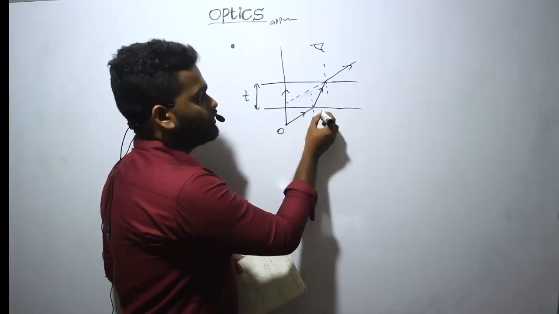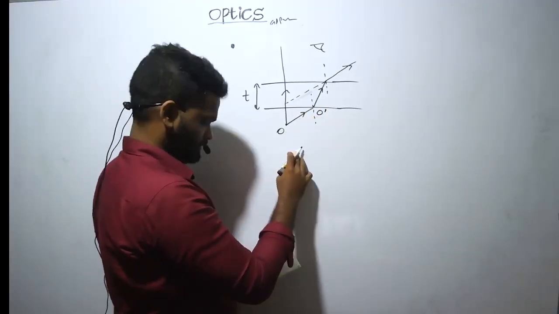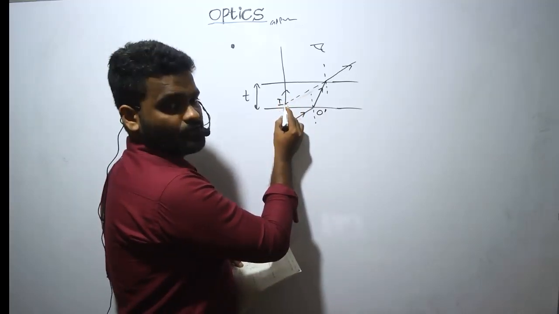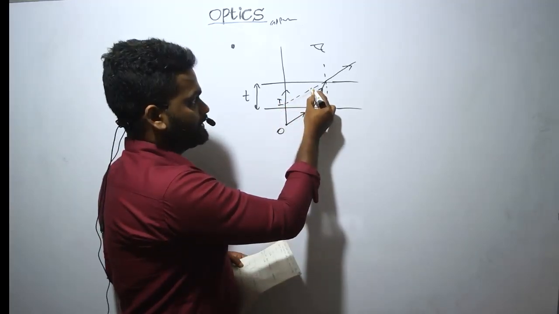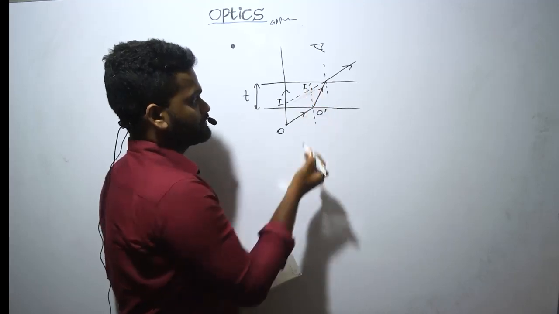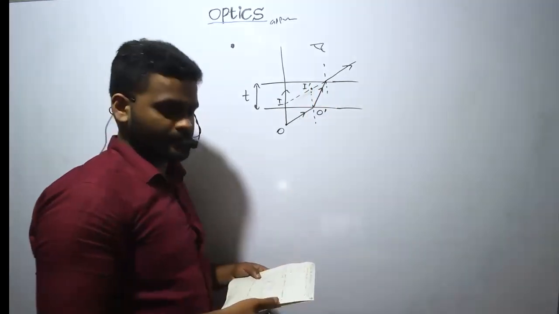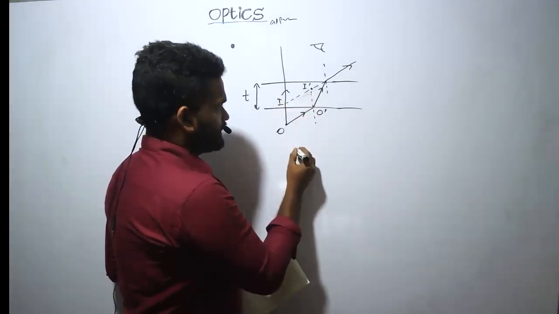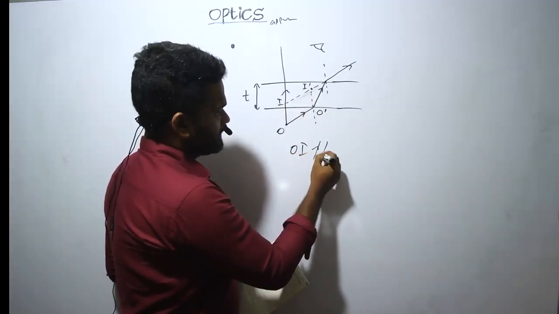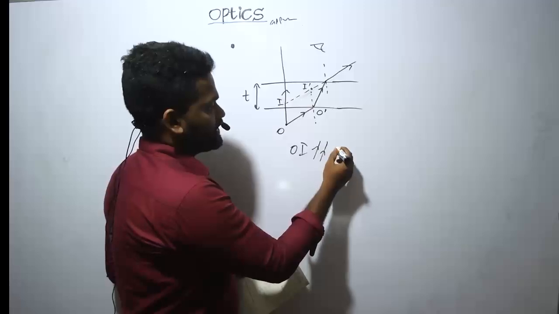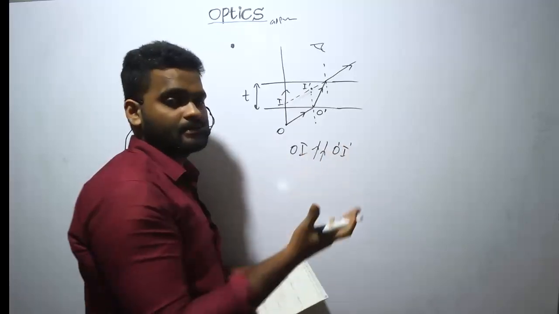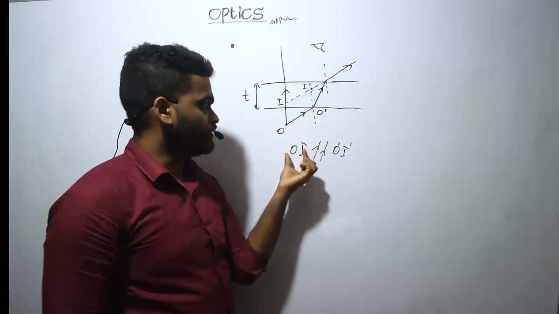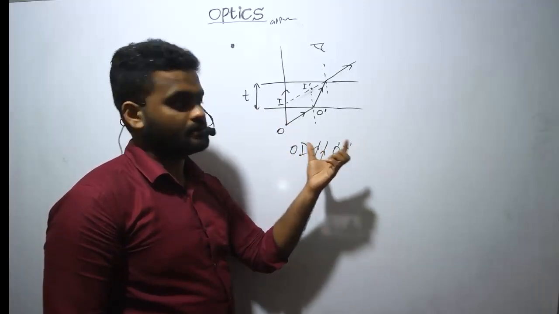So let's say this is O, then O dash. Let's say this is I. This is where the image is formed. And let's say this is I dash. So from this you can see OI and O dash I dash are parallel. See that? These are perpendicular lines. So OI and O dash I dash are parallel.